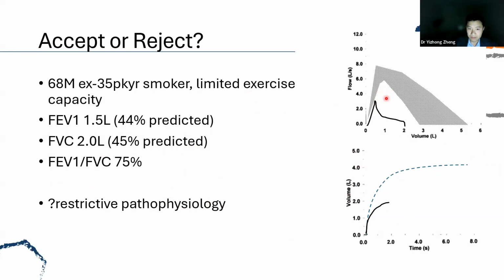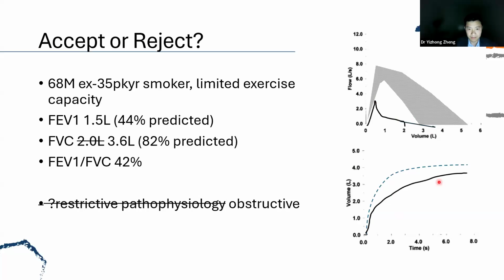And if you look at the flow volume loop, again, it's demonstrating early termination. So stopping at the 2-second mark and didn't really get a chance to blow out the full FVC. And if you give them the chance, you can see they blow out to 4 litres. Well, close to 4 litres, and it's more indicative of obstructive physiology.